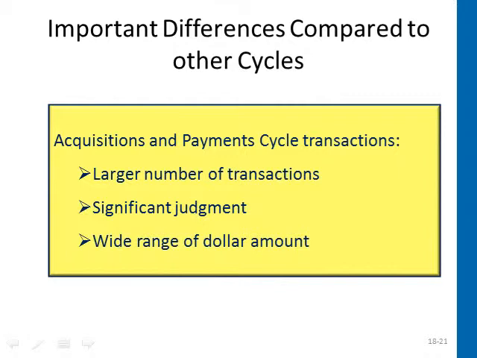Transactions in this cycle more commonly require significant judgment. The dollar amount of individual transactions in the cycle covers a wide range. As a result, auditors commonly segregate large and unusual items and test them on a 100% basis. And so what we're saying there is that essentially the small dollar purchases we're not going to spend as much time on as we do on the large dollar purchases, and the very large dollar purchases we're going to pull out and individually test to make sure that the company's policies and procedures and controls were followed.